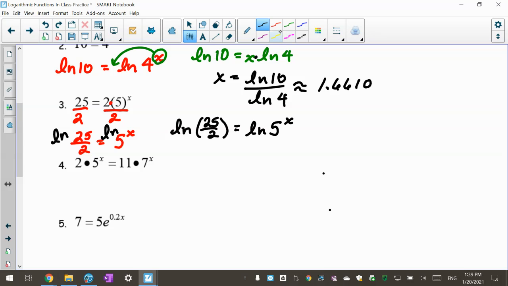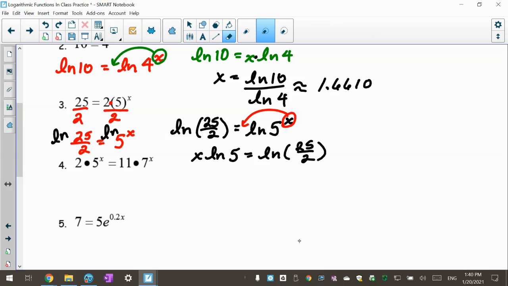I now can use my log rule again. I told you I use this a lot, and bring that down front because, again, we're trying to solve for our variable x. And now I'm just going to switch places. X natural log of 5 equals the natural log of 25 over 2. I really don't want you rounding until the very end. I keep saying that, but it's so true.